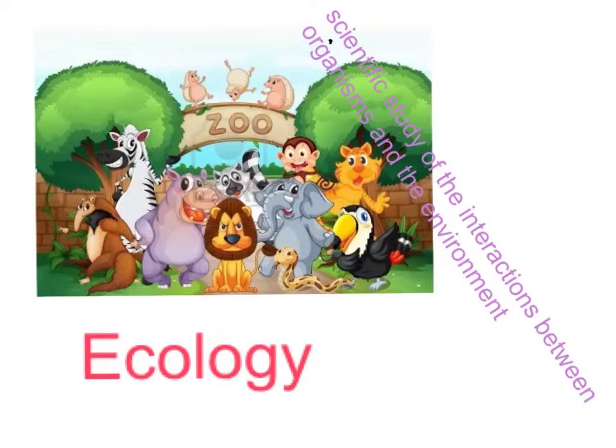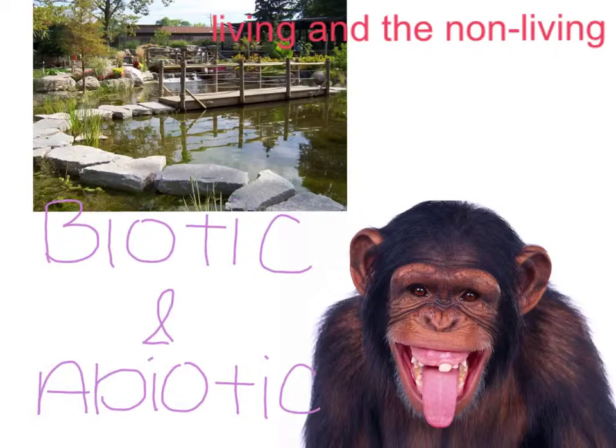So I'll be talking about ecology, and ecology is basically the scientific study of the interactions between organisms and the environment. The ecological study of species involves the biotic and abiotic factors, and biotic basically means the living organisms, and abiotic means non-living. So here we have a monkey and a pond, like at a zoo. And the monkey would be classified as a biotic factor because it is a living organism, and the pond of water would be non-living, so classified as abiotic.